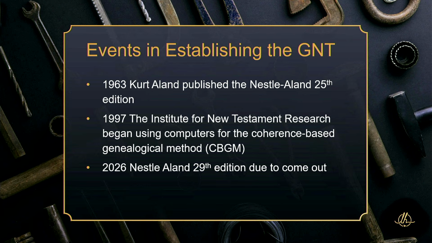This resulted in the Nestle Aland 28th edition in the year 2012, and the Nestle Aland 29th edition is due to come out this year in 2026. It should actually already be out, but I don't think it is, although I didn't check today. So, who knows? It'll come out very soon, the Nestle Aland 29th edition. Each time a new NA comes out, we use NA to refer to Nestle Aland. This is the Greek New Testament critical text.